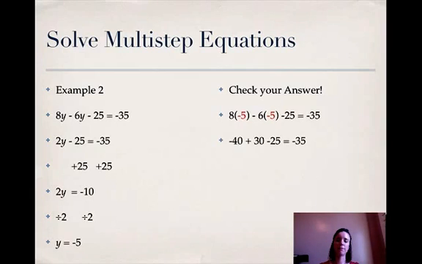So 8 times negative 5 gives me negative 40. Negative 6 times negative 5 gives me a positive 30 minus 25. So negative 40 plus 30, moving left to right, gives me negative 10 minus 25. And that equals negative 35. I'm going to combine my like terms on the left. Negative 10 minus 25 gives me negative 35. That's what I wanted. So my answer is correct. Awesome.